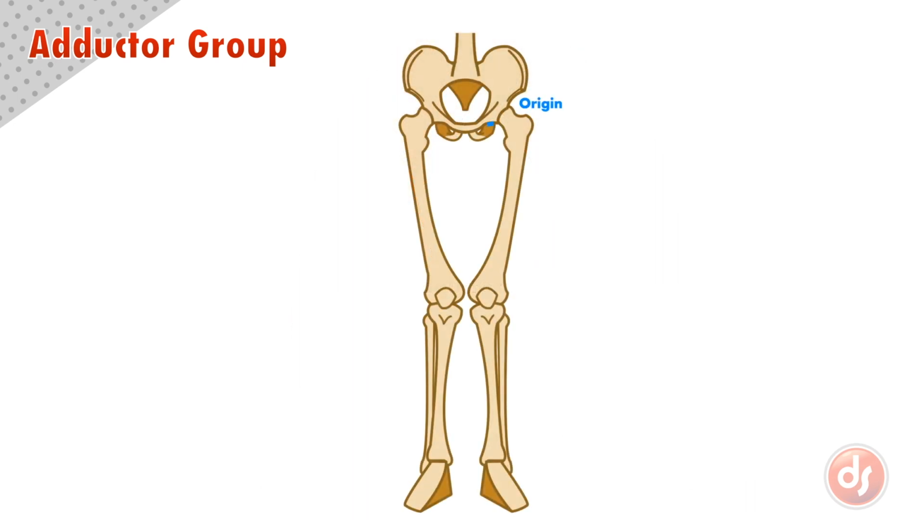They originate along the pubis symphysis on the front of the pelvis and a portion of the ischium. They insert along the back of the femur, into the back of the medial condyle of the femur, and just below the head of the tibia.